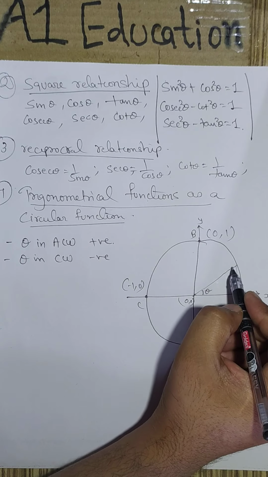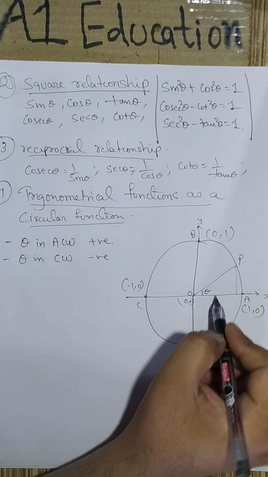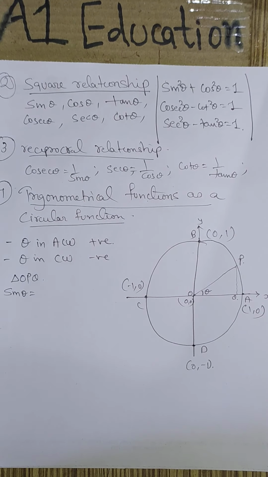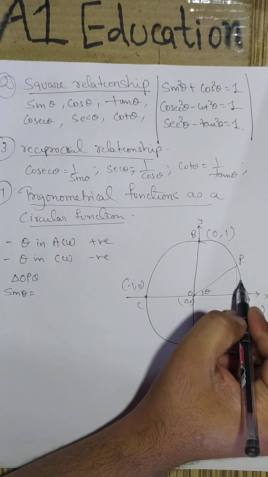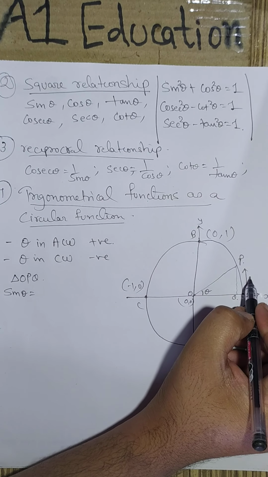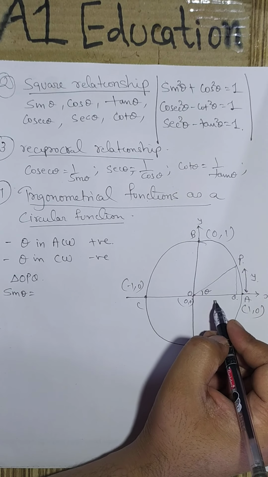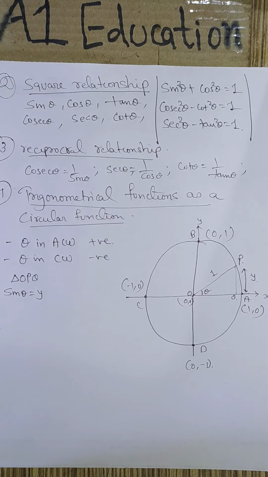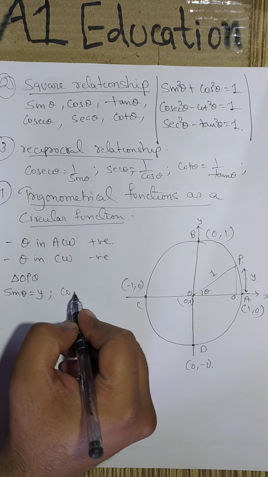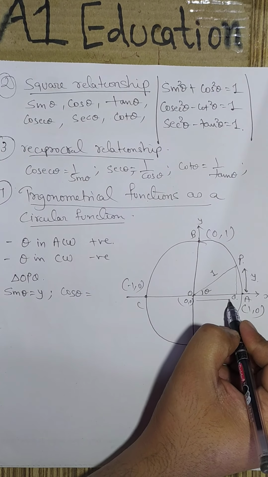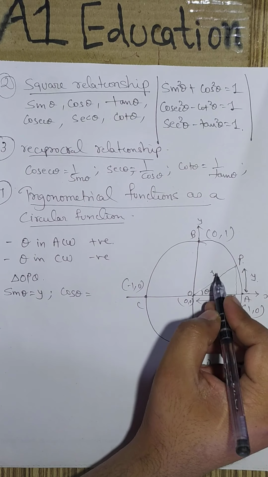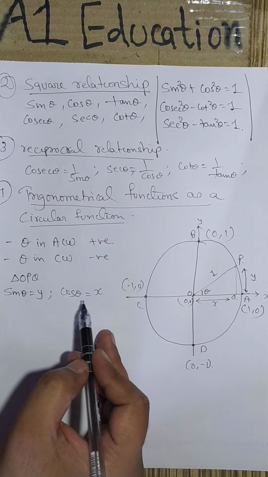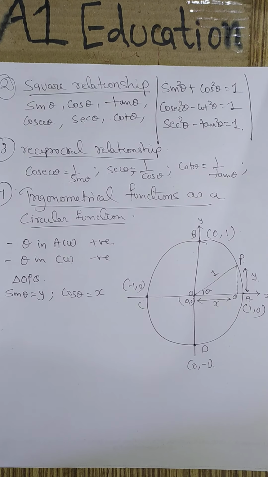Now in this case, considering this triangle, let's say origin O, P and this is Q. In this triangle OPQ, if you find sine theta, it will be the perpendicular, which represents the y coordinate, over the hypotenuse. The value of the hypotenuse is 1 since it is a unit circle with radius 1. So sine theta is y. Similarly, cos theta is base over hypotenuse. The base is the x coordinate and the hypotenuse is 1, so we write x. Hence, in a circular function, the x coordinate represents cos theta and the y coordinate represents sine theta.